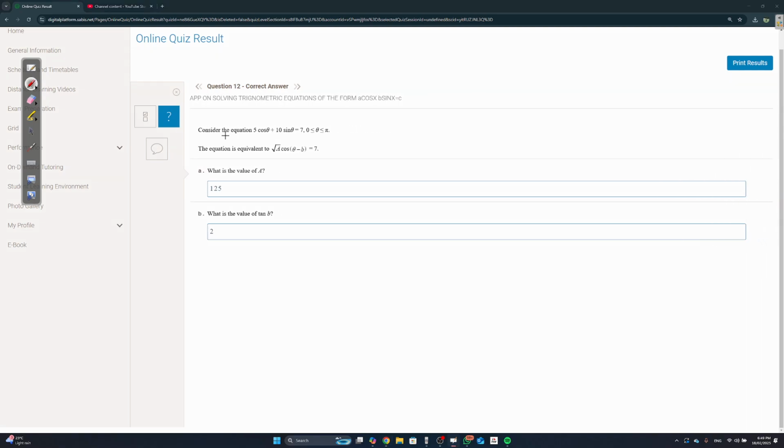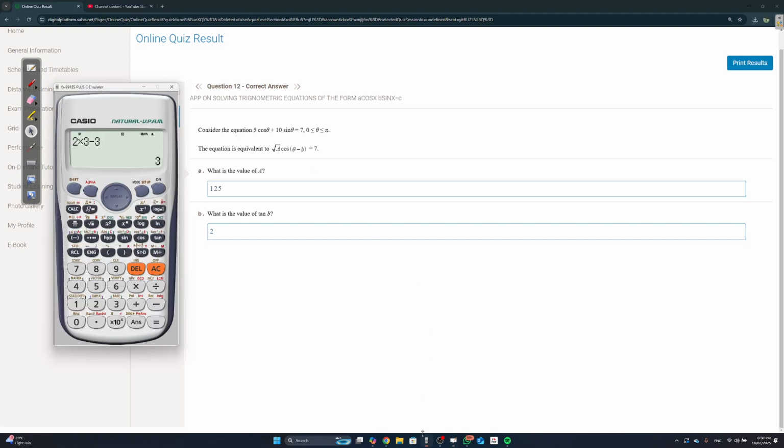Question 12. Consider the equation 5 cosine theta plus 10 sine theta is equal to 7, for theta between 0 and pi. You can rewrite it, obviously, guys, as r cosine of theta minus alpha. Remember? What's r? It's the magnitude of it. So square root of 5 squared plus 10 squared, right? They just want the value of a, they don't want the actual radical. So we're going to do it as 125. What's the value of tan alpha? Remember, the rule is tan alpha is equal to b over a, b being the coefficient of sine and a being the coefficient of cosine. So 10 over 5 is equal to 2. Okay, you don't need a calculator for that.